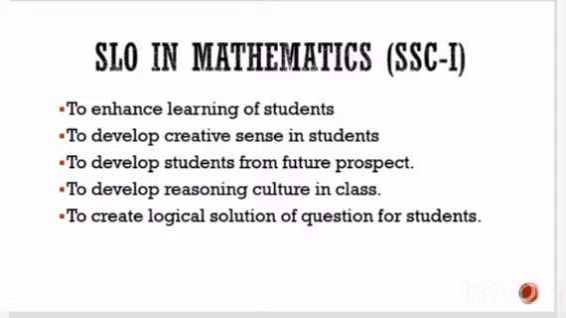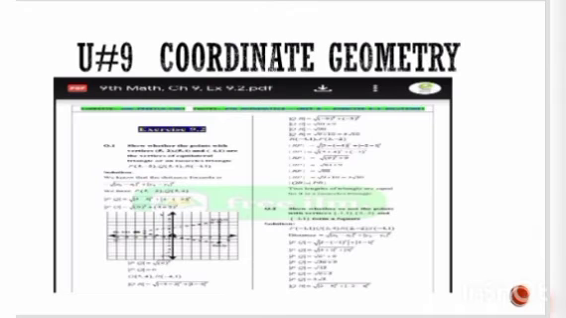Today we will discuss the new federal board policy, which is based on SLO, student learning outcomes, in the mathematics subject SSE1. The basic purpose of SLO in mathematics SSE1 is to enhance the learning of students, to develop a creative sense in students, to develop students from a future perspective, and of course to develop a reasoning culture in class and create logical solutions of questions for students. Basically it is purely implemented to be student oriented.